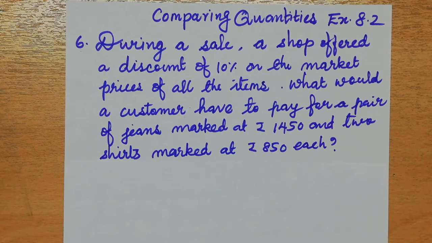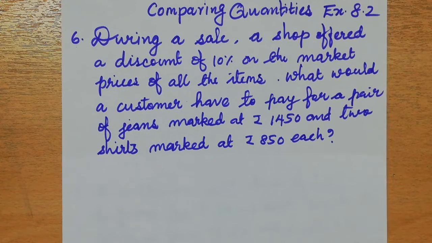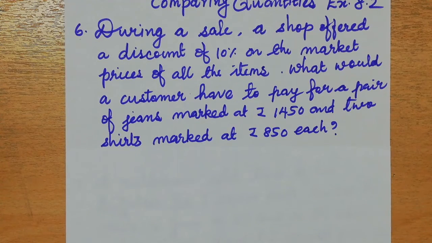Today we are going to continue with exercise 8.2 of comparing quantity. Question number 6. During a sale, a shop offered a discount of 10% on the market price of all the items. What would a customer have to pay for a pair of jeans marked at rupees 1450 and two shirts marked at rupees 850 each?